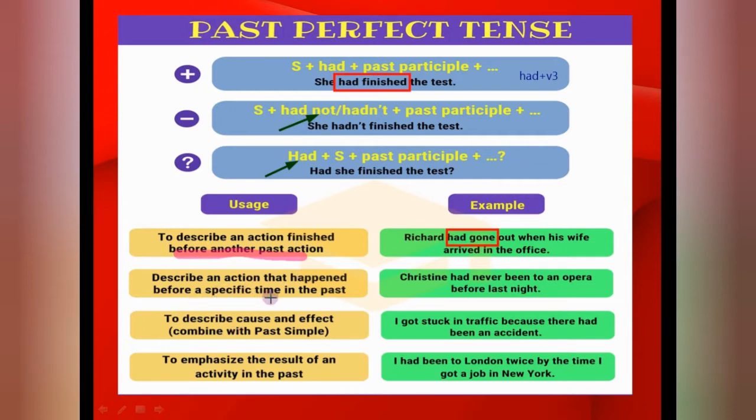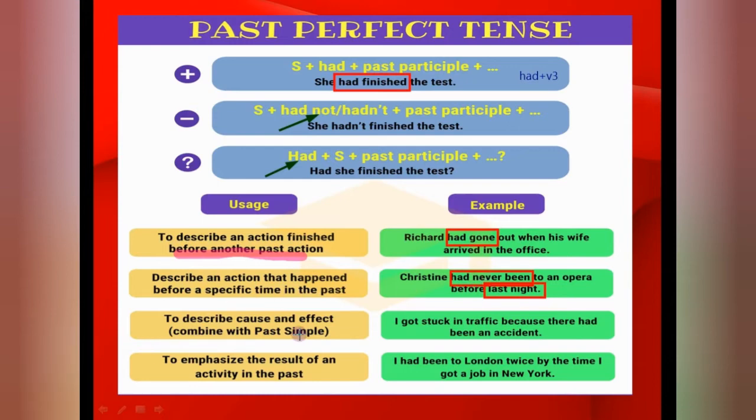Describe an action that happened before a specific time in the past. Okay, so Christine had... See, first of all, you have to see that a word is given here: last night. So last night is past tense. By this we came to know that we have to fill in the past form. So Christine had never been to an opera before. For that specific time Christine did not go. That's why had never been means in the future she can go.